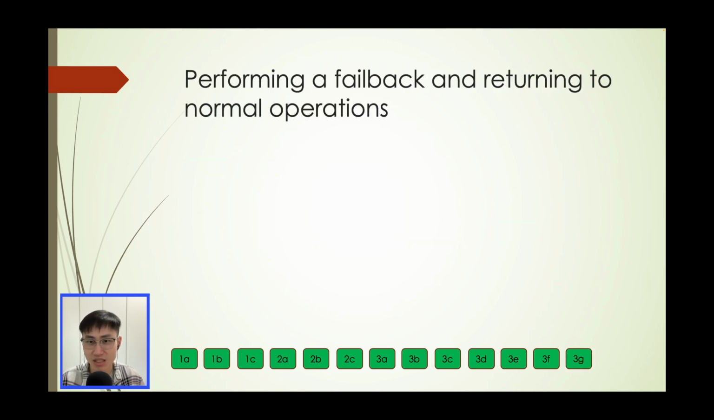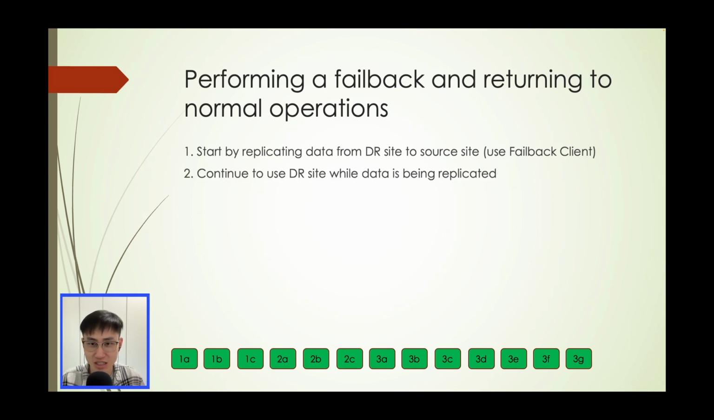Now, once your primary site is available again, you will want to perform a failback and return to normal operations. So here are the steps. Start by replicating data from the disaster recovery site to the source site using a failback client. You can continue to use the disaster recovery site while data is being replicated. Now choose a failback window that minimizes impact on the users.